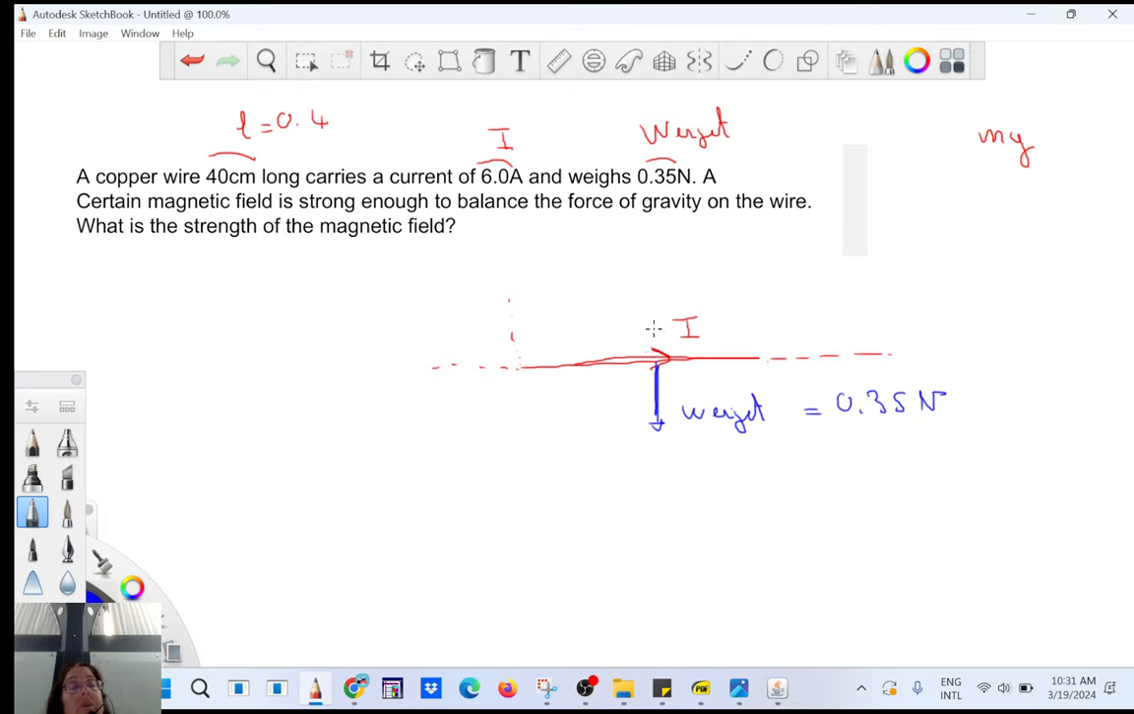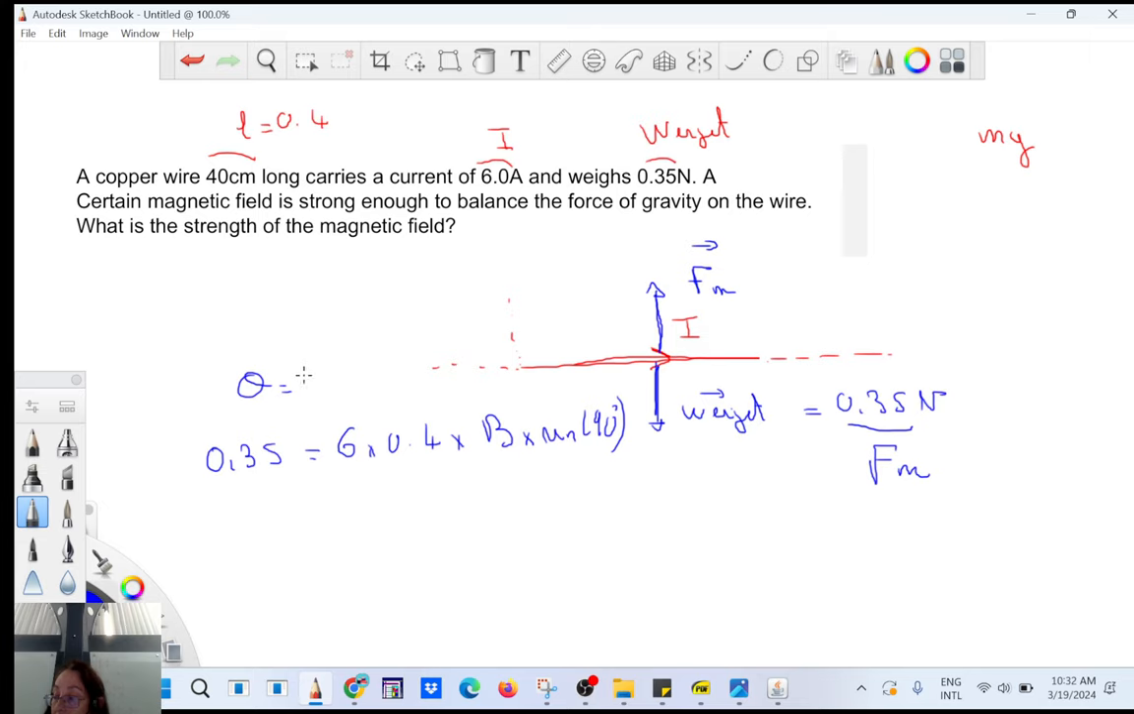And I want to balance it with a magnetic force, right? So the magnetic force has to be up. Is that clear? Because they cancel each other out. So that means the magnetic force has to be equal to 0.35. Do you agree? That's all there is to it. So 0.35 equals the current, which is 6, times 0.4, times B, they are perpendicular to each other, sine 90. 14. Yes, you're right. Tesla.